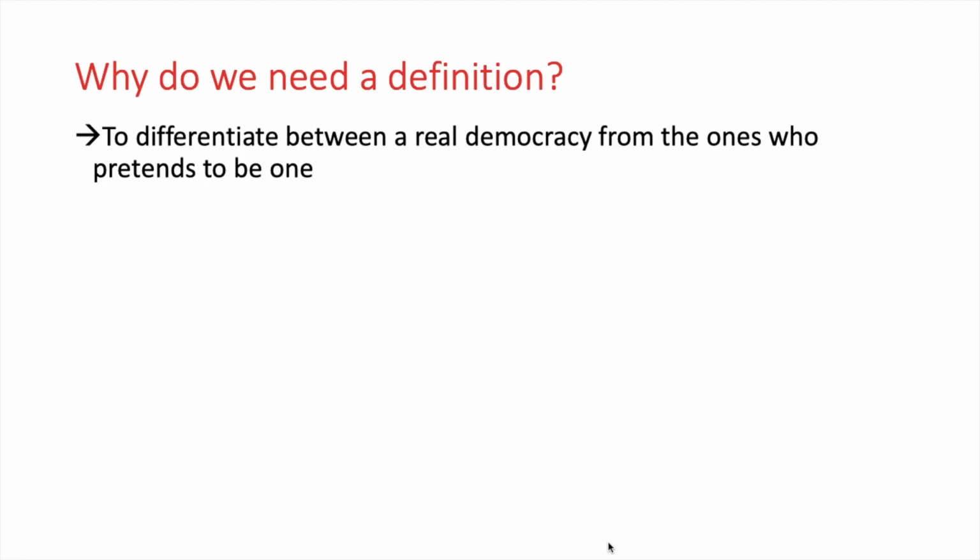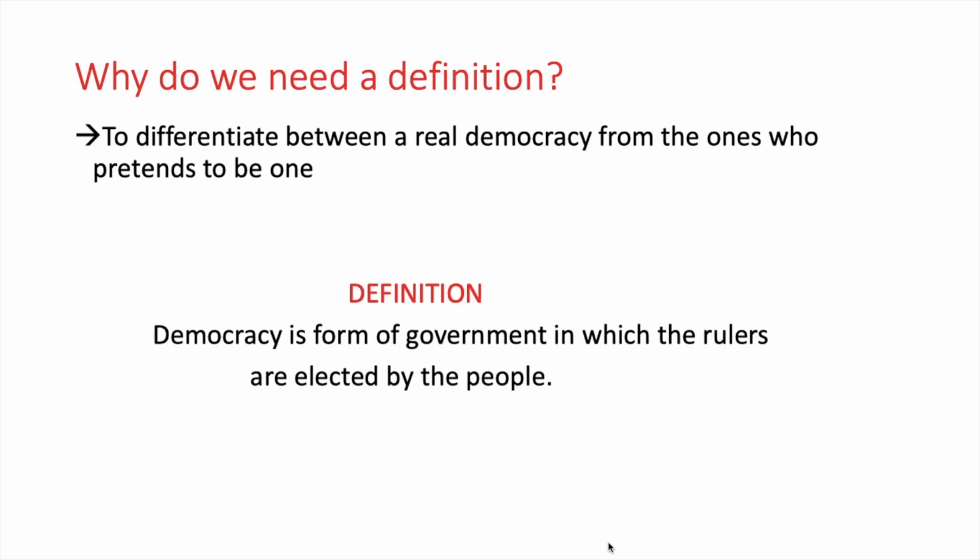So, the definition of democracy is: democracy is a form of government in which the rulers are elected by the people. To understand this definition properly in detail, we will look at the features of democracy. But before that, we will discuss a few examples. Let us see whether the following situations reflect a democratic setup or not.